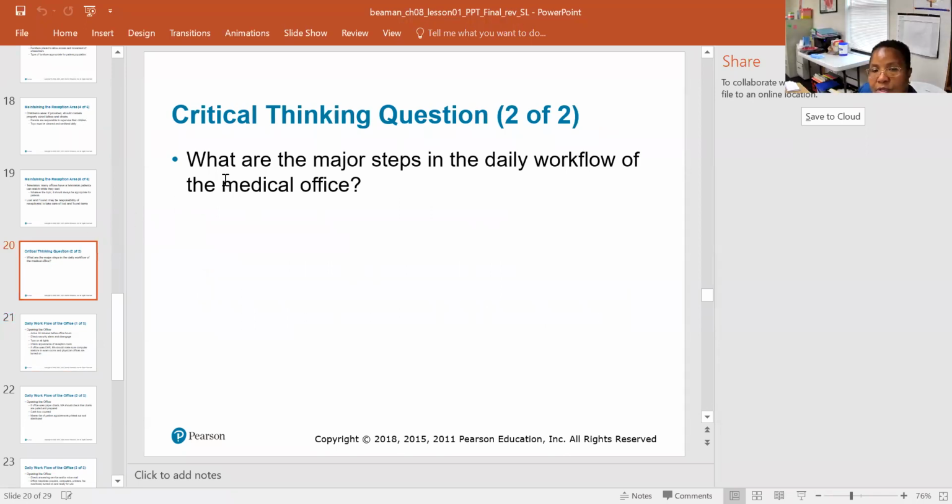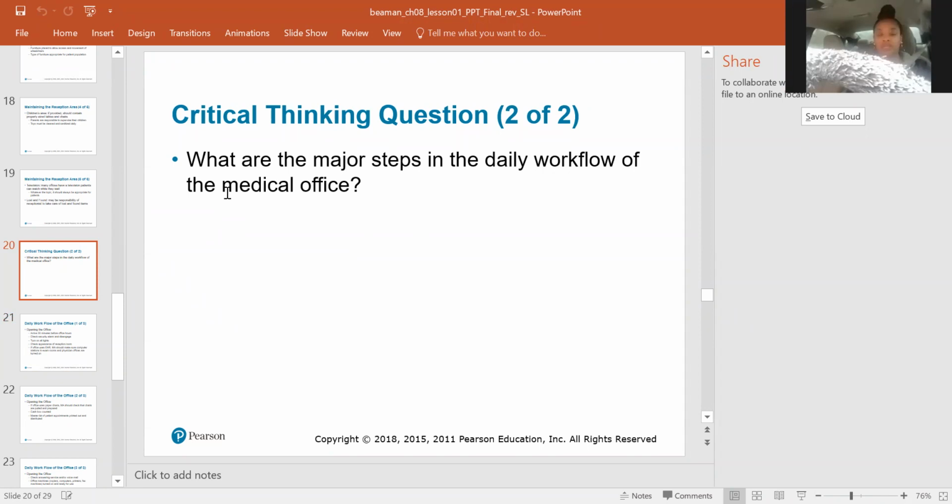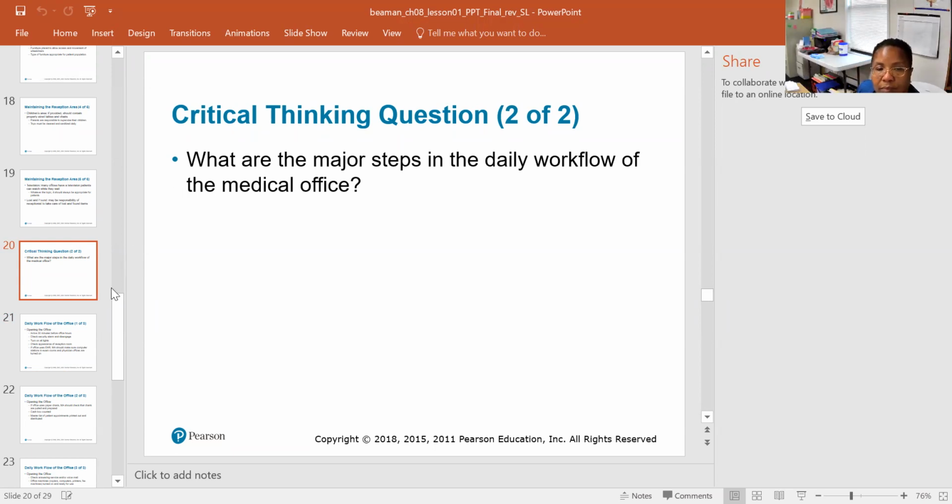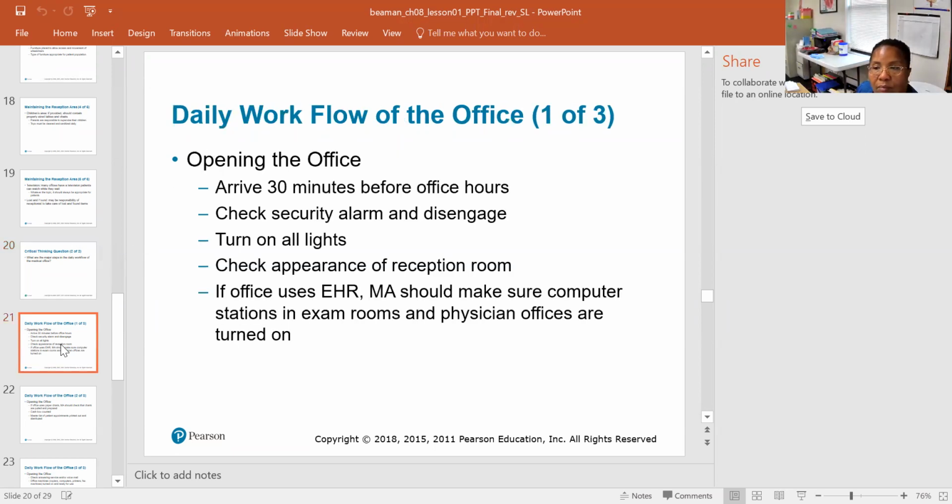Okay, but now look at what it's asking you. What are the major steps in the daily workflow of the medical office? So we know we have to make sure that the patients are taken care of. But what are the major steps? What's more important than what we talked about? So what do we have to do? Keeping everything sanitized, making sure everything's neat and presentable for patients. And making sure of a positive attitude.